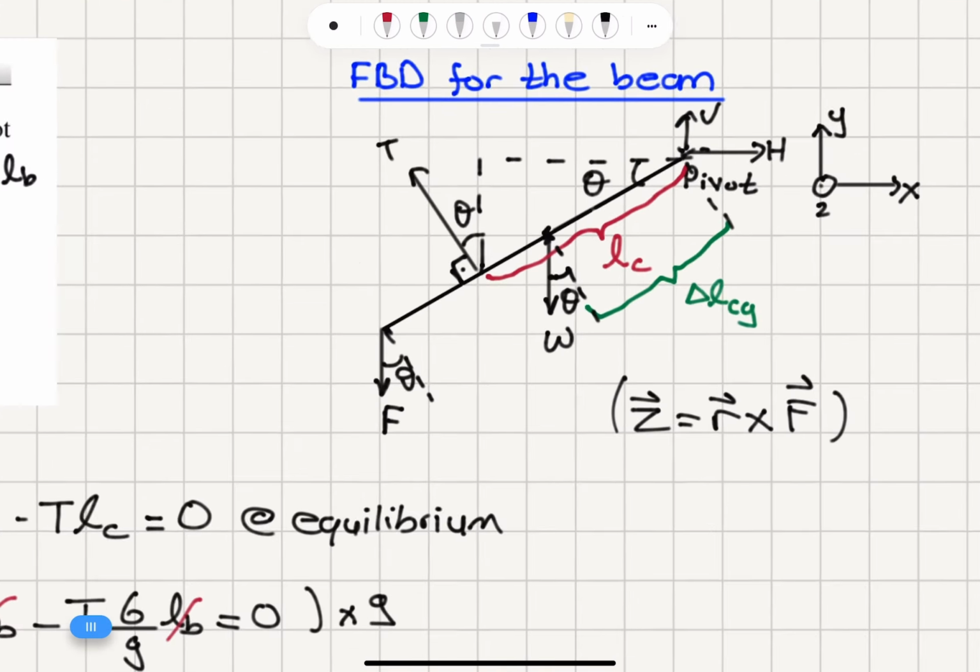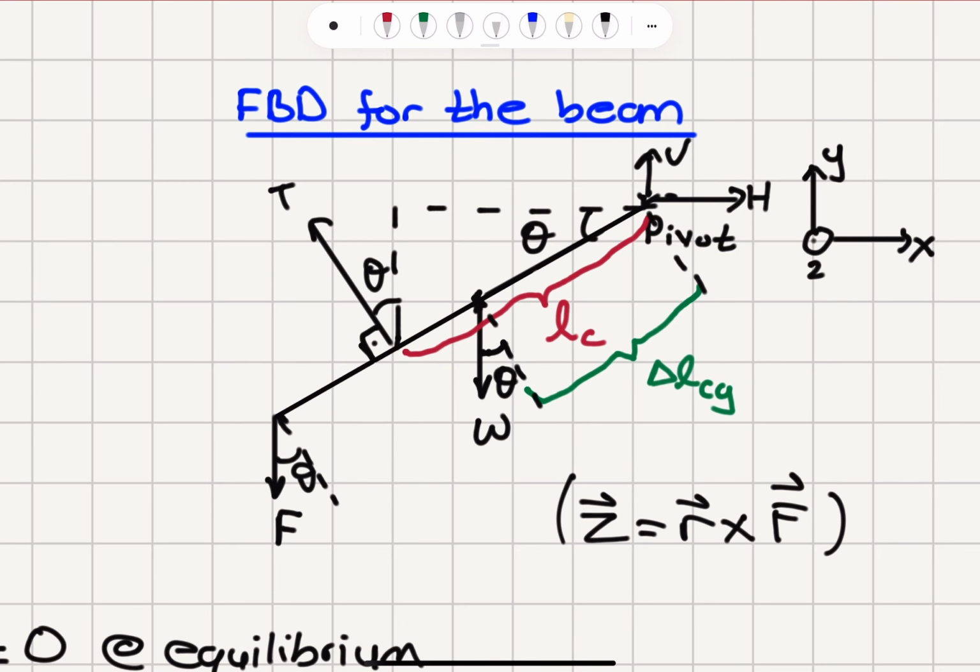The first thing I did was draw the free body diagram. So I recognized the force F, W, the contact force at the pivot point, vertical and horizontal components, and the tension as the forces. And here I also note the point of application of all the forces with respect to the pivot point. And the first thing I did was write the torque equation with respect to the pivot point to eliminate the vertical and horizontal components from the equation.